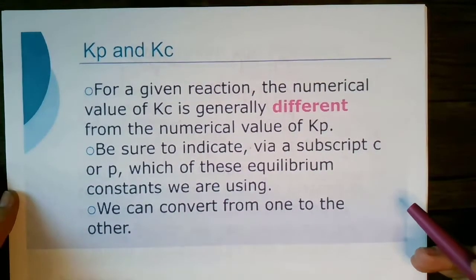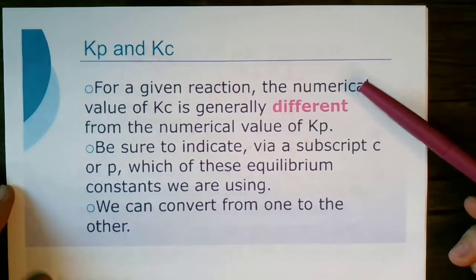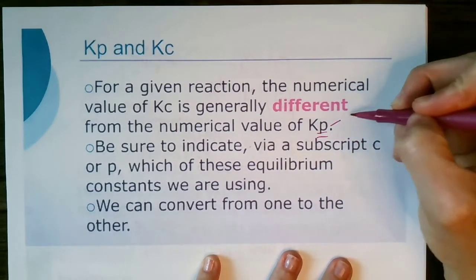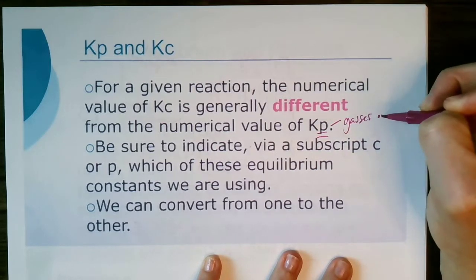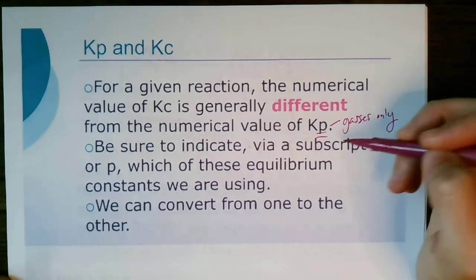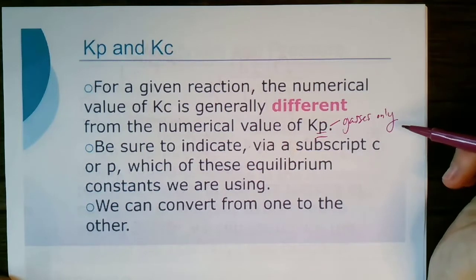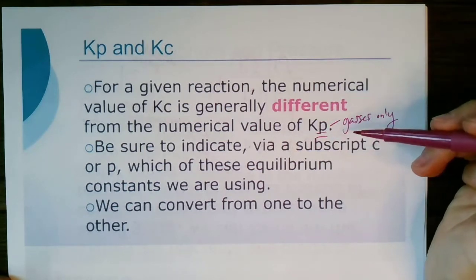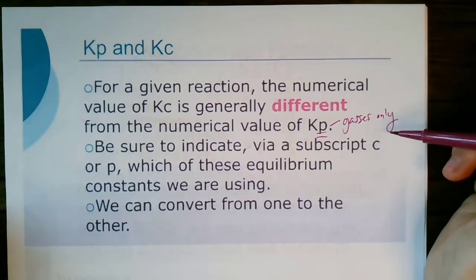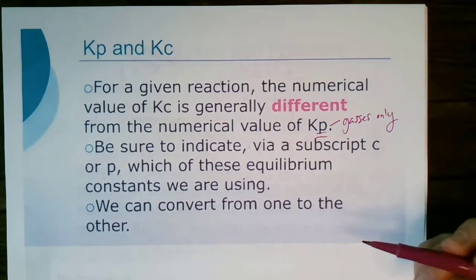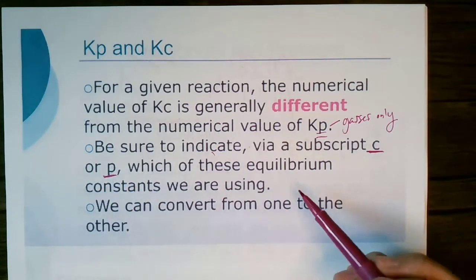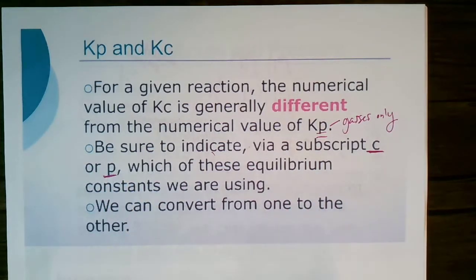So looking at Kp and Kc. For any reaction, the numerical value of Kc is usually different from Kp, simply because Kp, remember, is for gases only. So for finding Kp, if there's anything in that chemical equation that was solids or liquids, they drop out. So that's why Kp would be different than Kc. Kc would include the concentrations of liquids, say, which would not be included in Kp. So it is important to indicate whether we're looking at concentration or pressure, which one of those equilibrium constants you're using. We can convert from one to the other. We're going to look at that at the next slide.